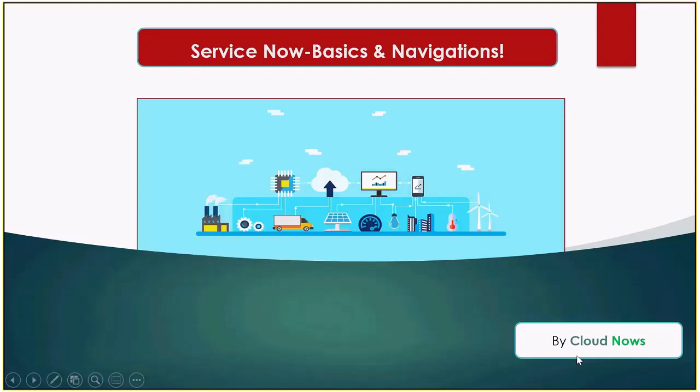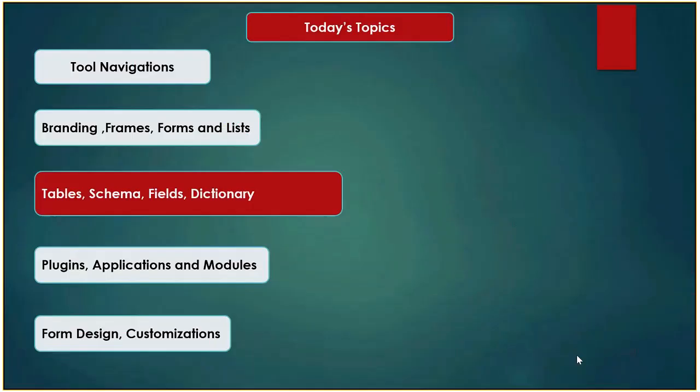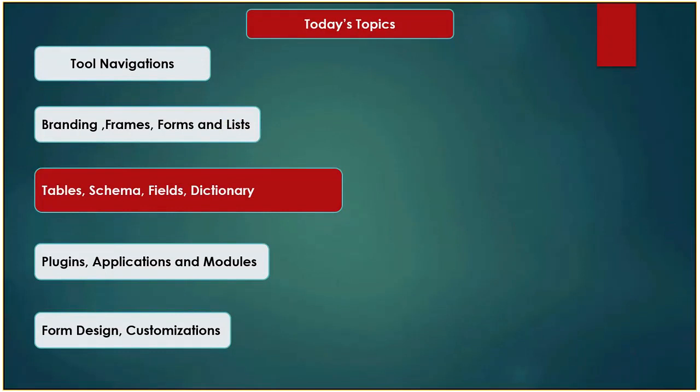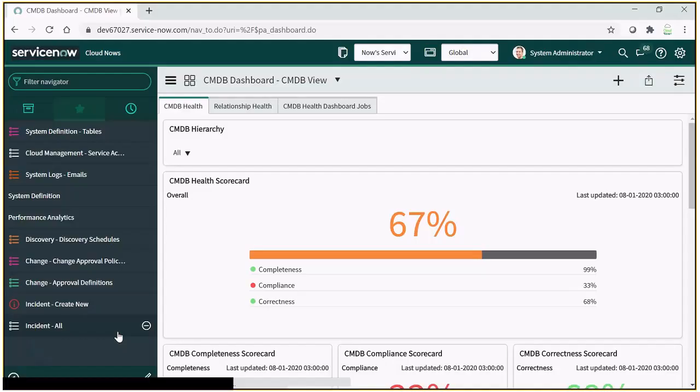Alright, so let's get started quickly. The topics for today's session: I will be covering the tool navigations in ServiceNow. What is branding? How do you brand your instance? What are frames, forms and lists? The table structure, schema, its fields and dictionary. Then plugins, how do you activate a plugin, applications and modules? Something on the form designing side, and we'll try to do some customizations within the instance and your form designing area. Okay, so I think it's time for a quick demo.